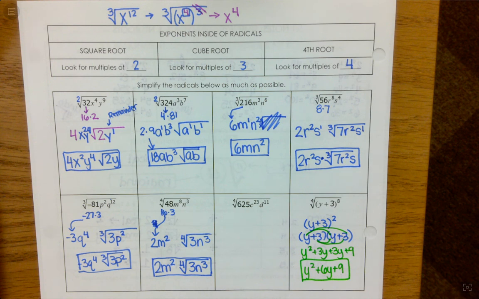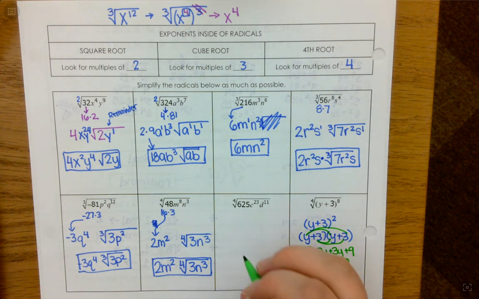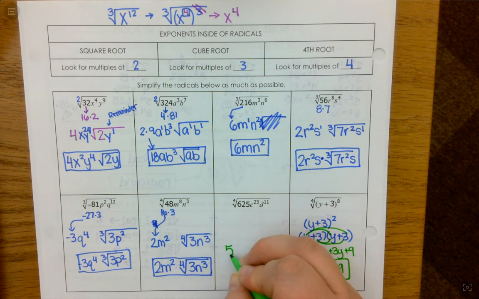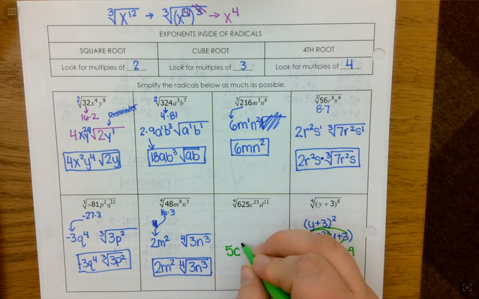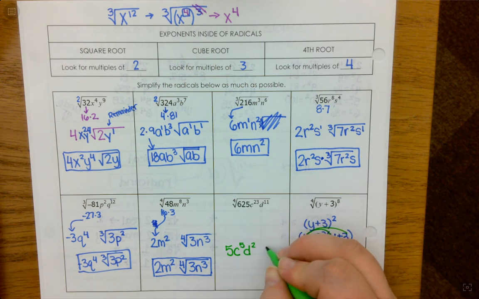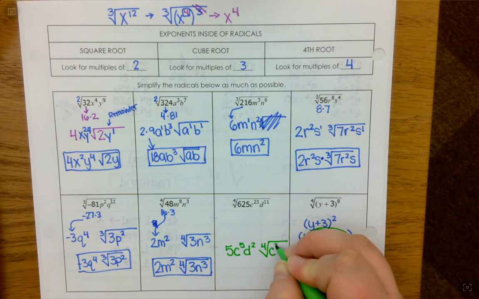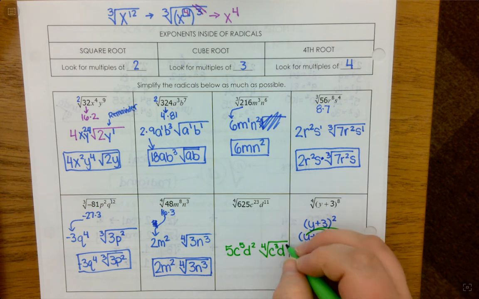If you're curious as to the answer to the one before it, it should have been 5c to the 5th d squared times the fourth root of c to the 3rd d to the 3rd.